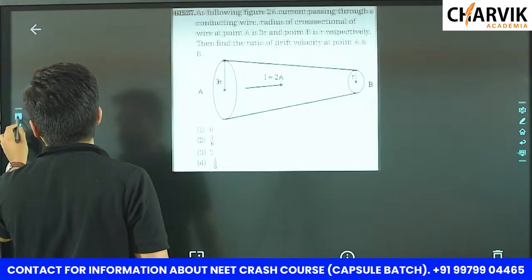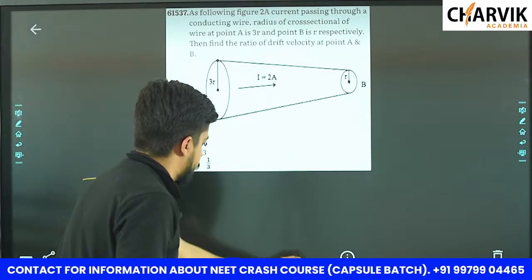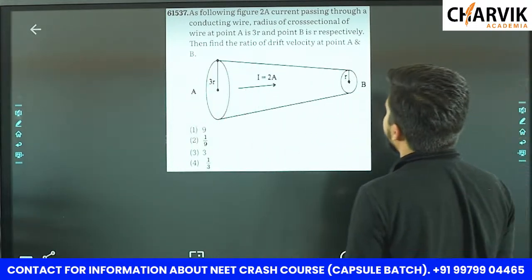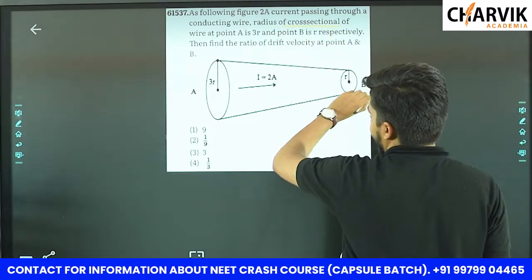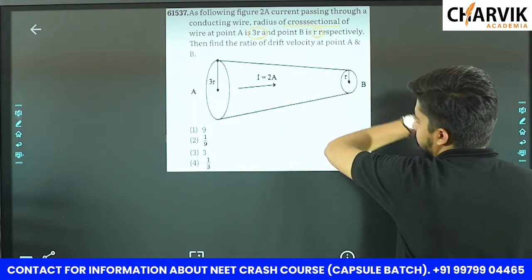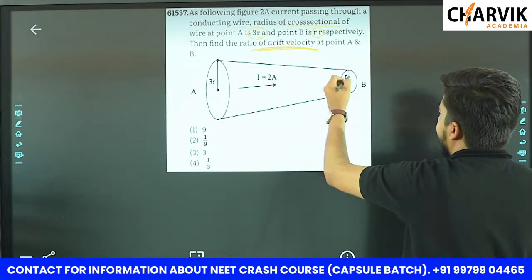Okay, let us move to the next question. Okay, so next question is as following figure. 2 ampere current is passing through a conducting wire. Radius of the cross section of the wire at point A is 3r and point B is r respectively. Then find the ratio of the drift velocity at point A and point B.